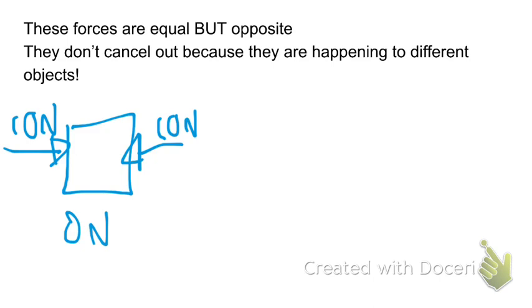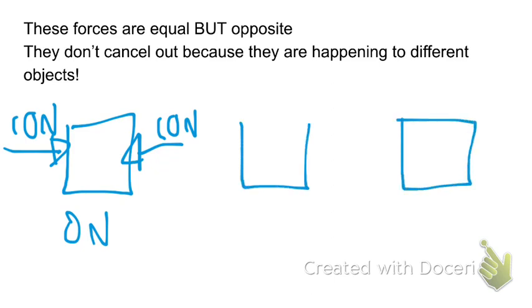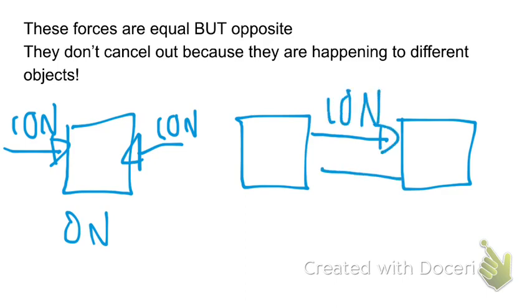So why don't action-reaction pairs cancel out? Well, it comes down to one simple thing, and let me draw you a picture to illustrate. Okay? If this box is pushing on this box with a 10 Newton force, then this box is going to push on that box with a 10 Newton force. So we still have 10 Newton forces acting in opposite directions. So why aren't these canceling each other out? Because it's two objects, okay?